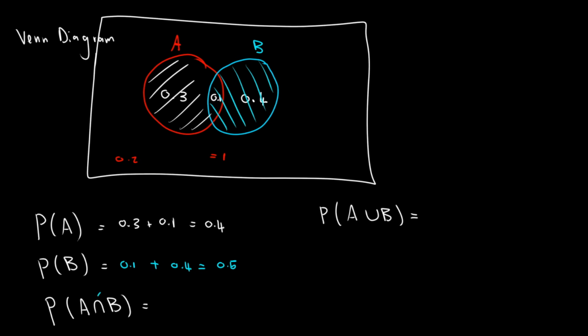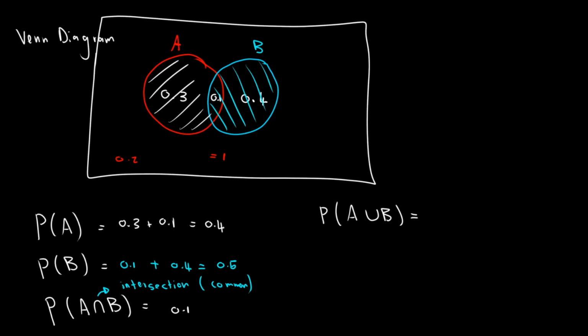Now, what the hell does this thing mean? Well, that is known as intersection. And intersection simply means, what do both of them have in common? What do they both share? Well, they share 0.1. So A intersection B is 0.1.